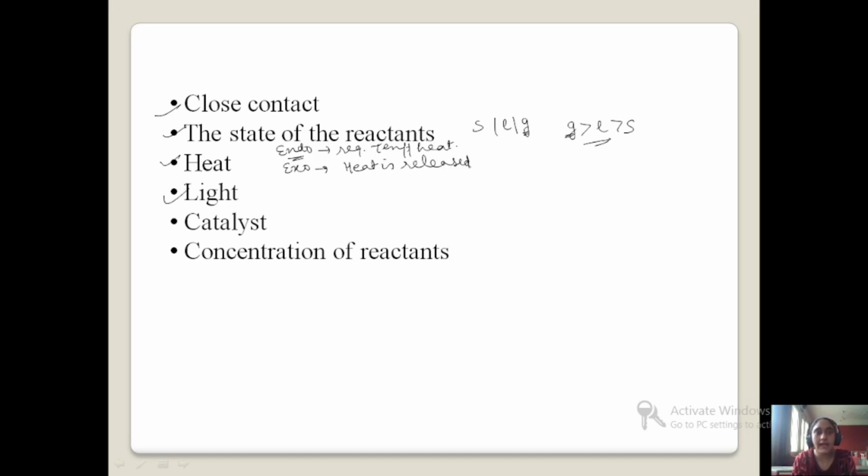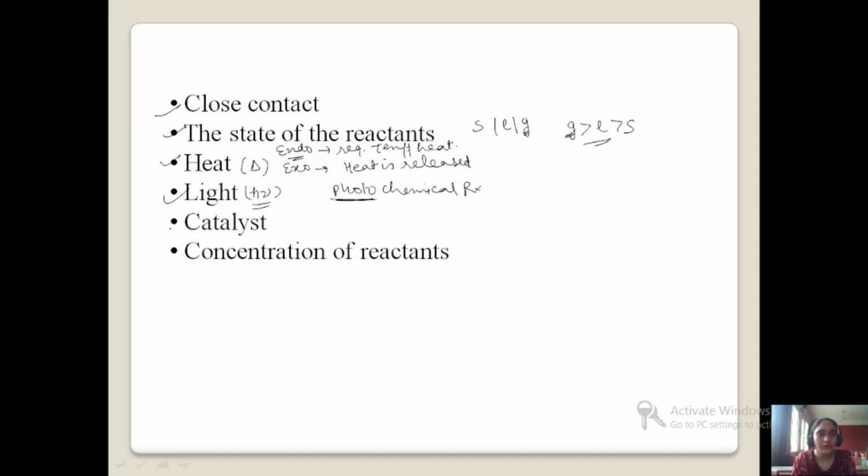And the next is light. Light means some types of reaction require light to happen. These types of reactions are called photochemical reactions. Photo means light. Photochemical reactions are reactions which happen in the presence of light only. Otherwise they will not happen. For example, photosynthesis happens in the presence of light.